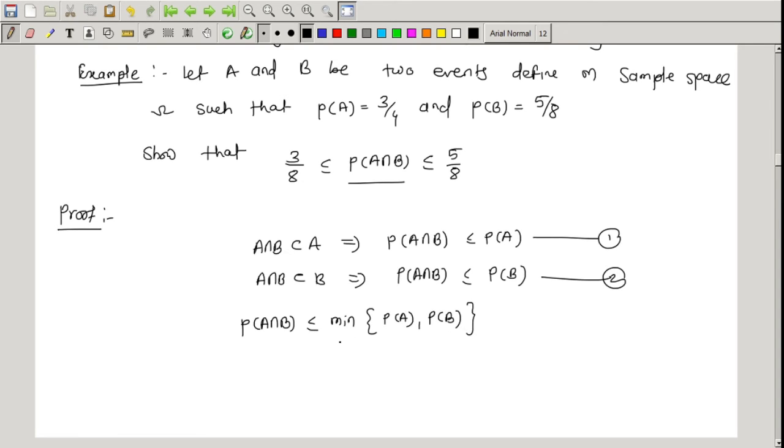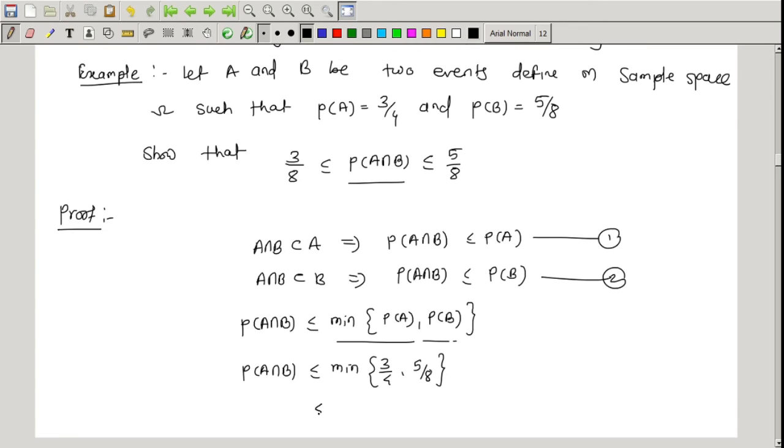So what is my minimum value from this P of A and P of B? So if you compare 3 by 4 and 5 by 8. So P of A intersection B is always less than or equal to the minimum of 3 by 4 and 5 by 8.